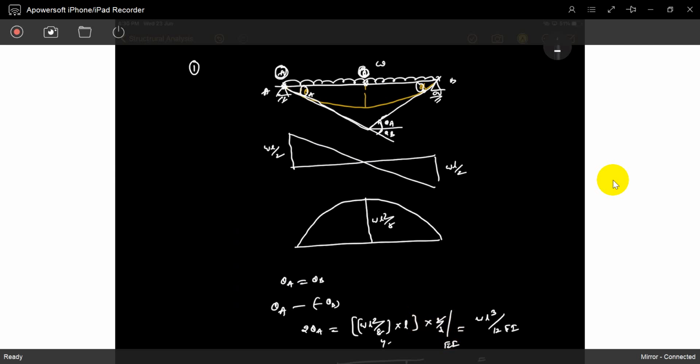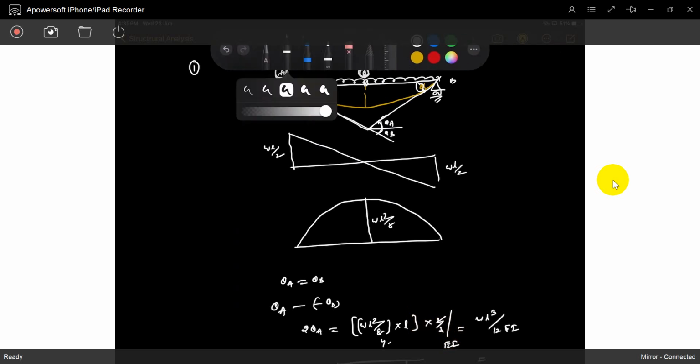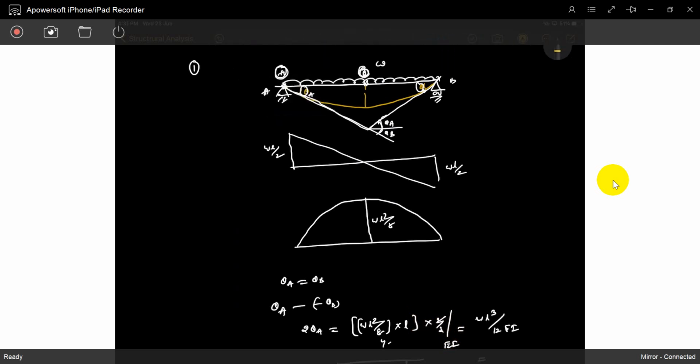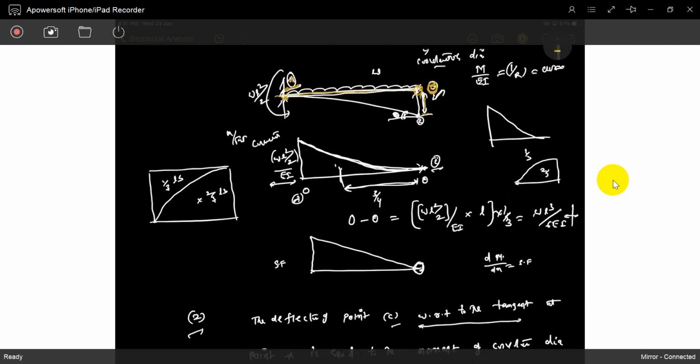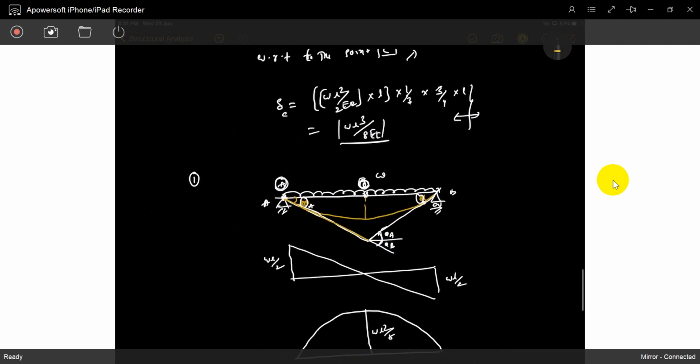With respect to the tangent at point A. If you see it, where is the tangent? What is the tangent here at point A? It has a tangent because it has a slope. For the first problem, there is no slope at A, so the tangent is a straight line. But now A has a slope, so if you draw a tangent, it will go like this.